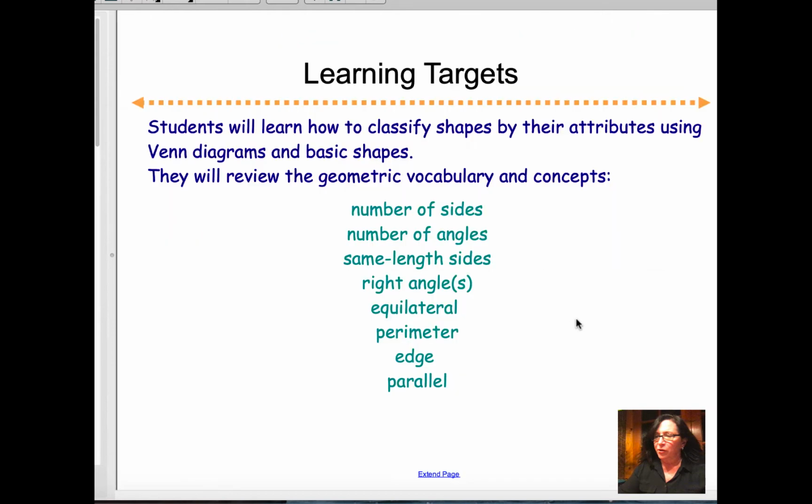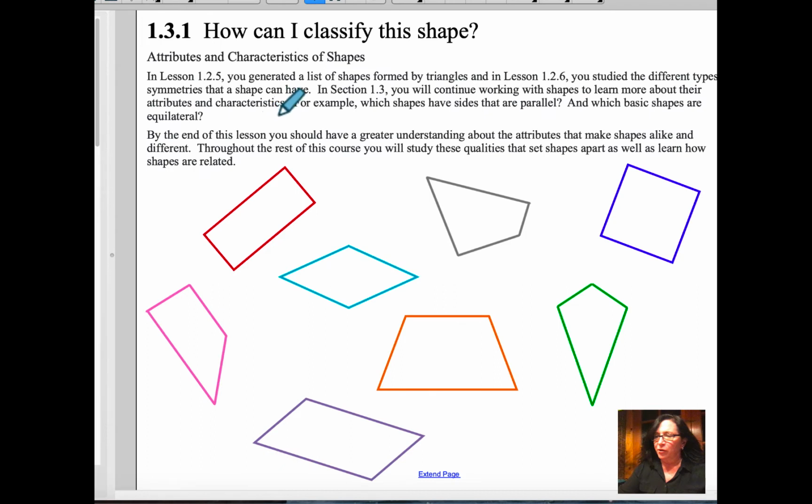So our learning target for today is basically we want to learn how to classify shapes. What makes them different? What are the attributes? We're going to use some Venn diagrams, and we're going to talk about some vocabulary that's going to basically characterize our different shapes. Okay, so how do I classify this shape? The attributes and characteristics of shapes.